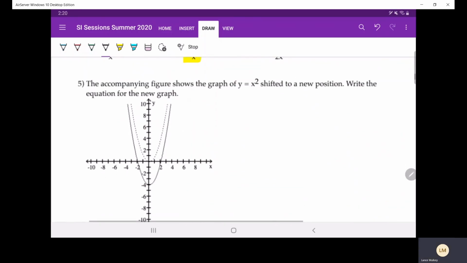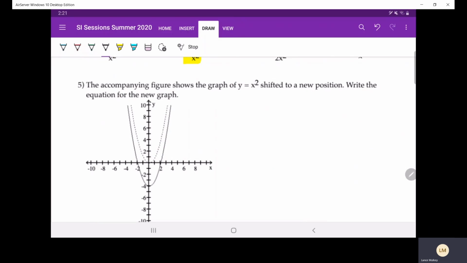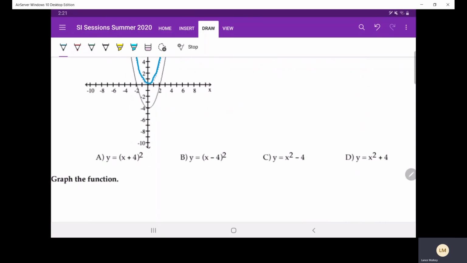Okay, so it shifted to a new position. Y equals x squared is this initial function right here. So this thing is still y equals x squared, but it's shifted down 4. When it's shifted down 4, the shift is outside the parentheses. So, and it's down, not up.